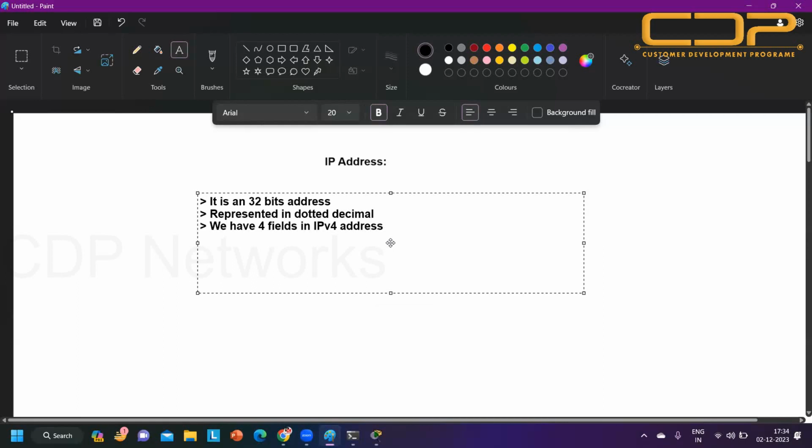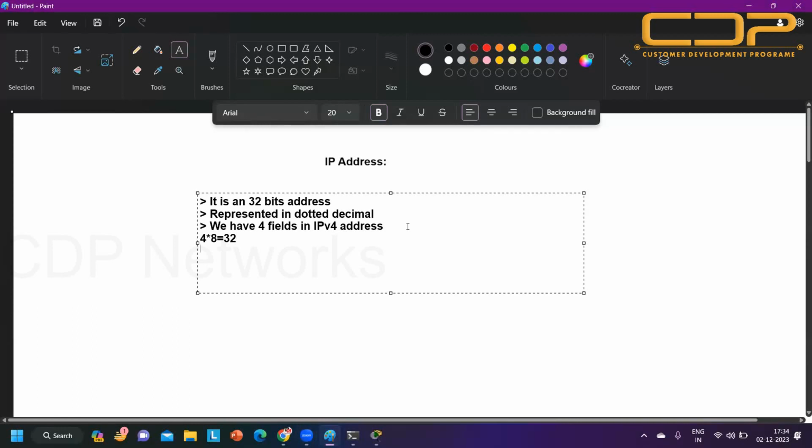So if we have an address of 32 bits and we divide that address into 4 fields, that means each field will carry how many bits? Tell me in the comment section, in chat. Each field will carry how many bits? 8 bits. Very good. Because total length of an IP address is 32 bits and we have 4 fields. So 4 multiplied by 8 equals 32.